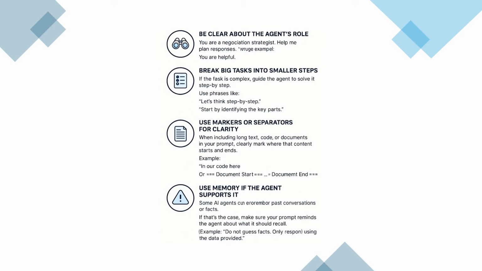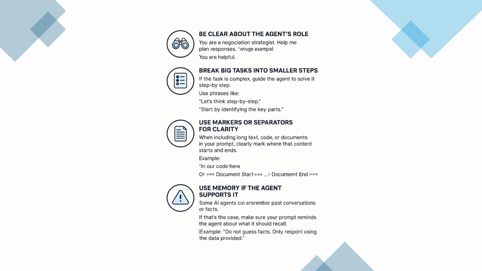Second, break the big tasks into smaller ones. If your task is complex, don't expect the agent to figure it all out in one go. It won't work. Guide it with phrases like, let's think step by step, start by identifying the key parts. This way, it not only helps the model reason better, but also improves clarity and structure in the output. It's especially helpful in planning, coding, and problem solving.